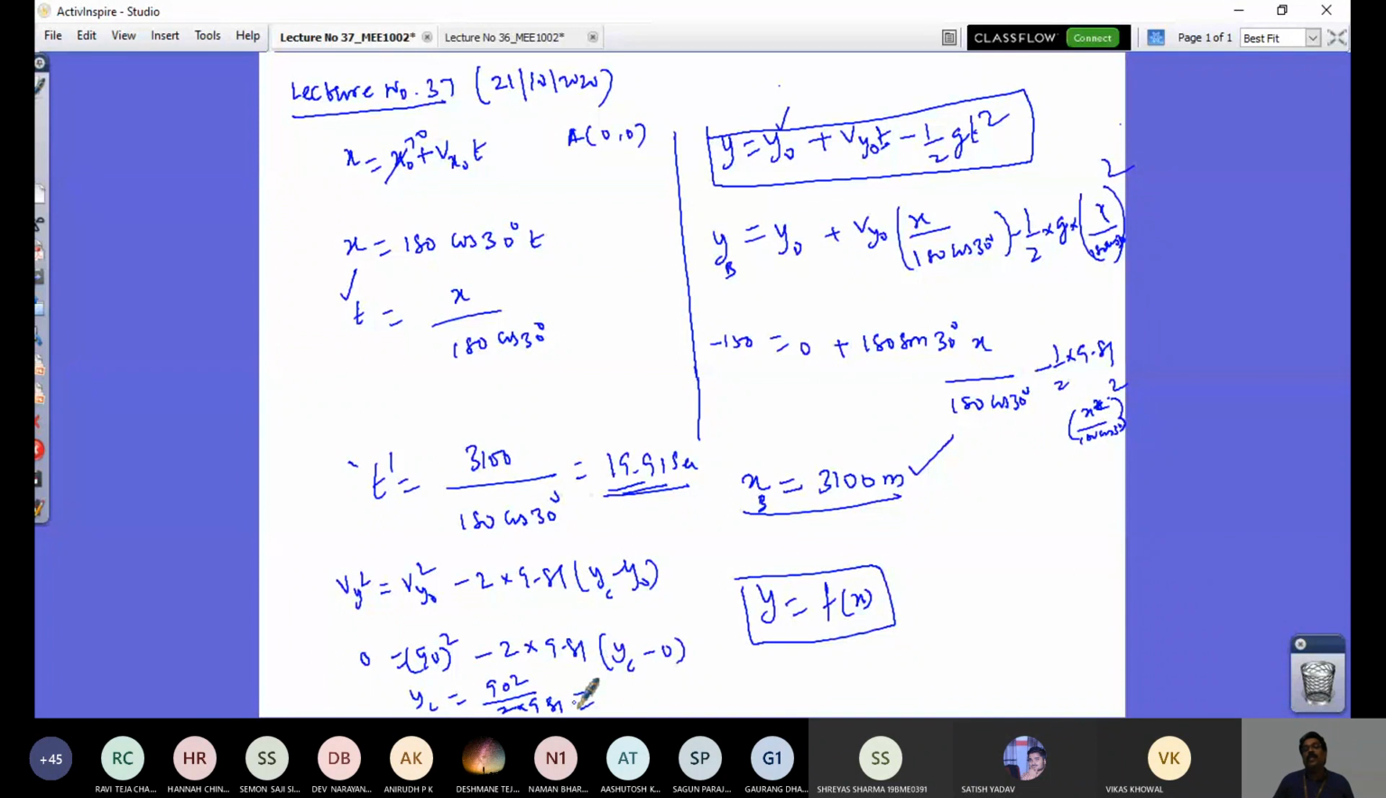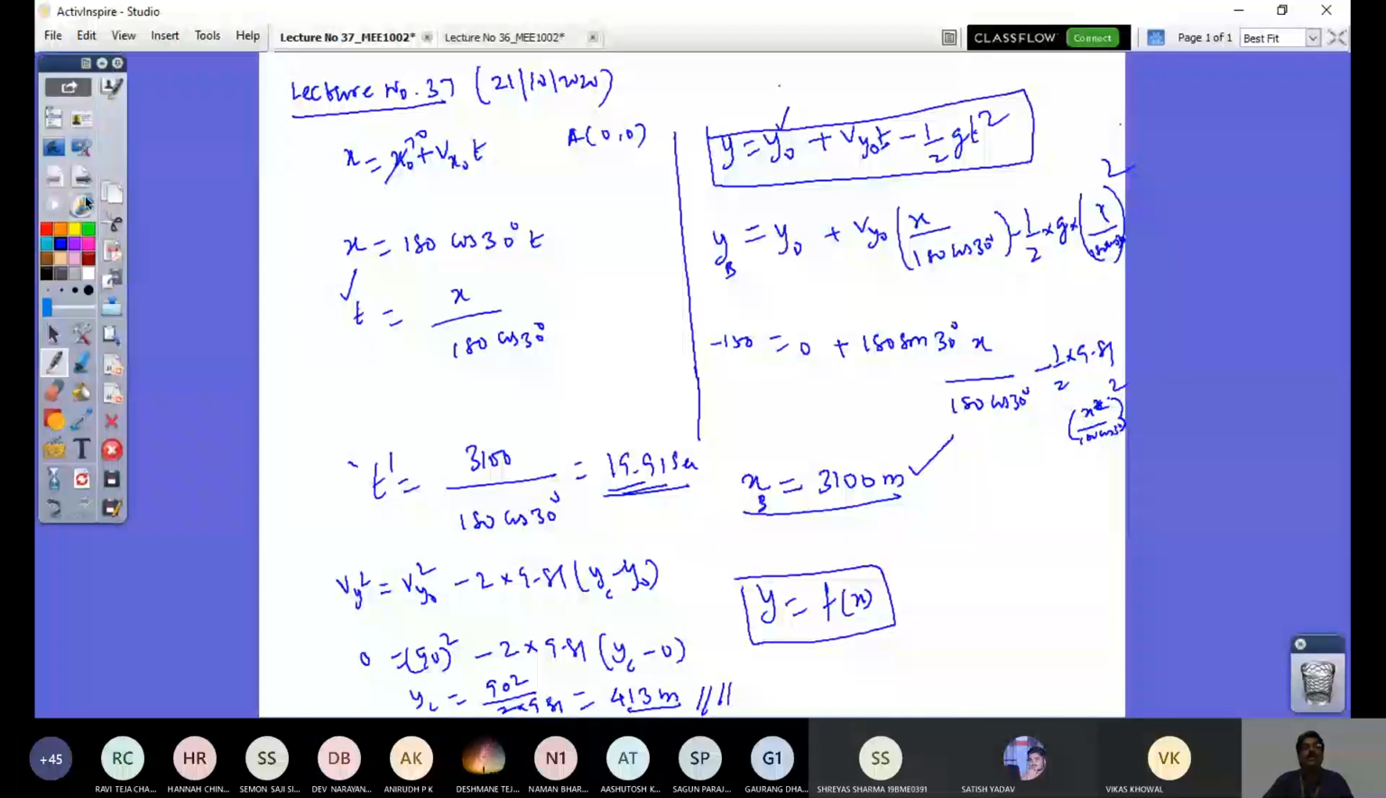That's all. So if it is asked from point B, then I have to add 150 meters as well. 150 is the vertical distance between point A and B, that has to be added. So this is how you can solve the problem. Any doubt in this? Anybody?